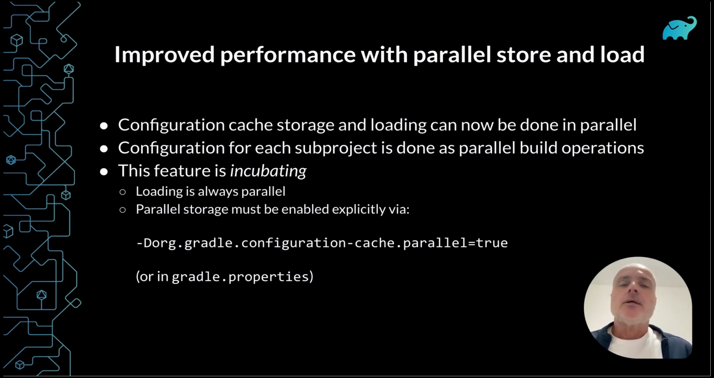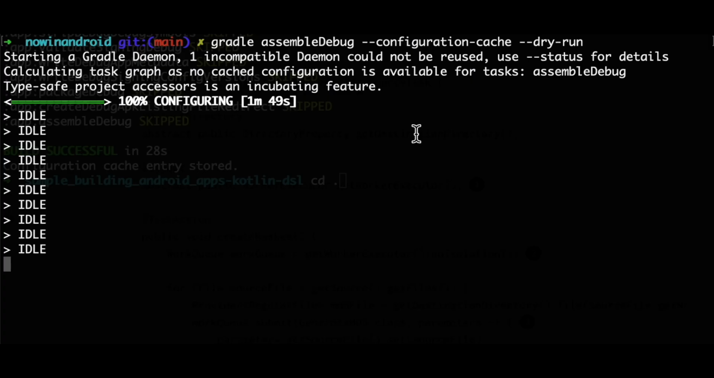In this release, we introduced parallel loading and storing of the configuration cache. This feature is incubating for now. While cache loading is now always in parallel, cache storage is only parallel if explicitly enabled. Let's see a quick demo using the Now in Android project.